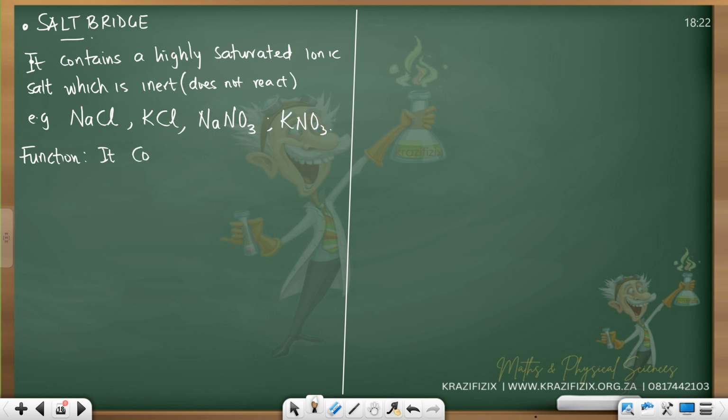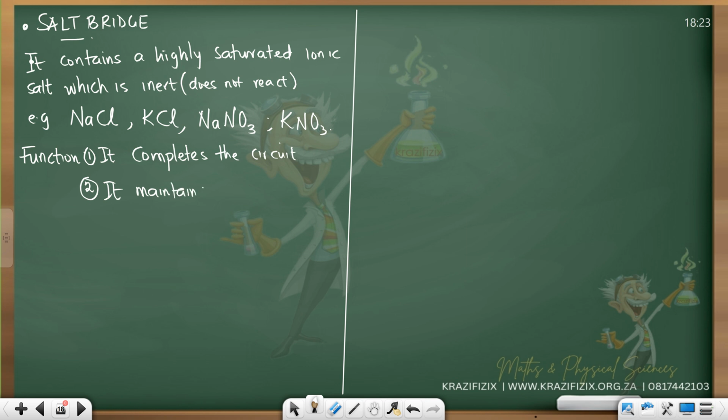It's a bridge. It completes the circuit, because remember it's a battery, so it's a circuit, number one. Number two, we're looking at the battery. A galvanic cell is a battery. The inside of a battery. If it's not there, we won't have electricity. It completes the circuit.